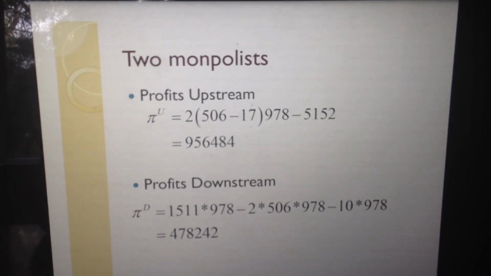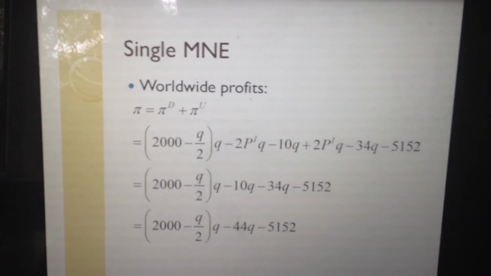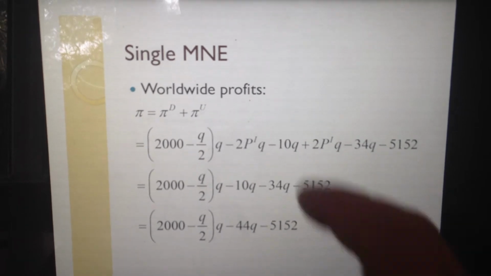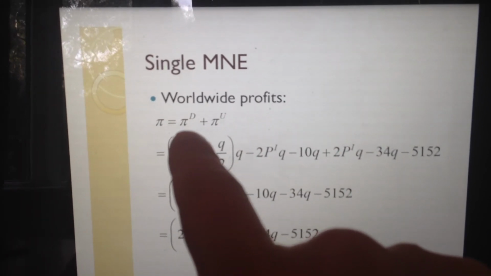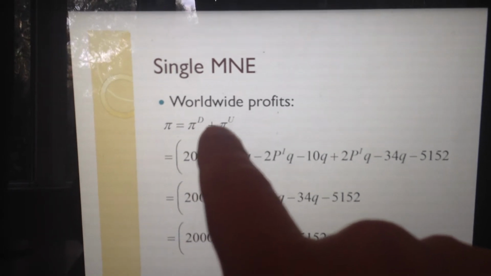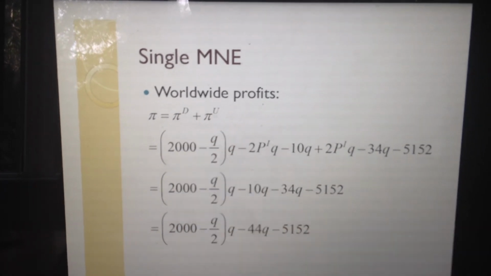So that's with 2 monopolists. What happens with a monopoly? Well, the whole point of a monopoly is rather than having 2 separate firms, it's one firm that works all together. So the total profits worldwide are what they get in the downstream part of the firm over in the UK, plus what they get in the Irish part of the firm, what they get in Ireland.